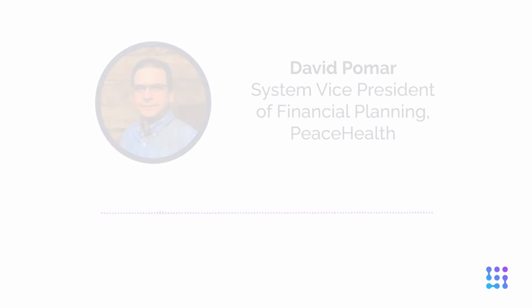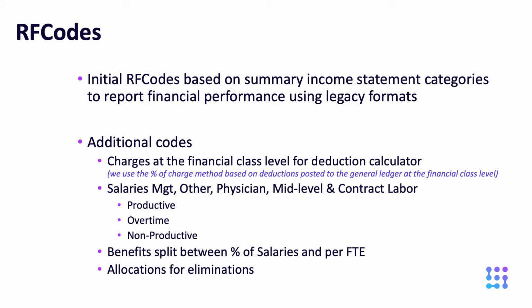For salaries, we broke that out into management, just because we consider those fixed. And then we have other, physician mid-levels, and then contract labor. We broke out each one of those, except for contract labor, into productive, overtime, and non-productive. For benefits, we split that into two pieces so that we had one calculating as a percent of salaries and the other on a per FTE basis. So FICA is percent of salaries and medical benefits is per FTE. That's how we set that up. And then we have our allocations for elimination purposes also identified.